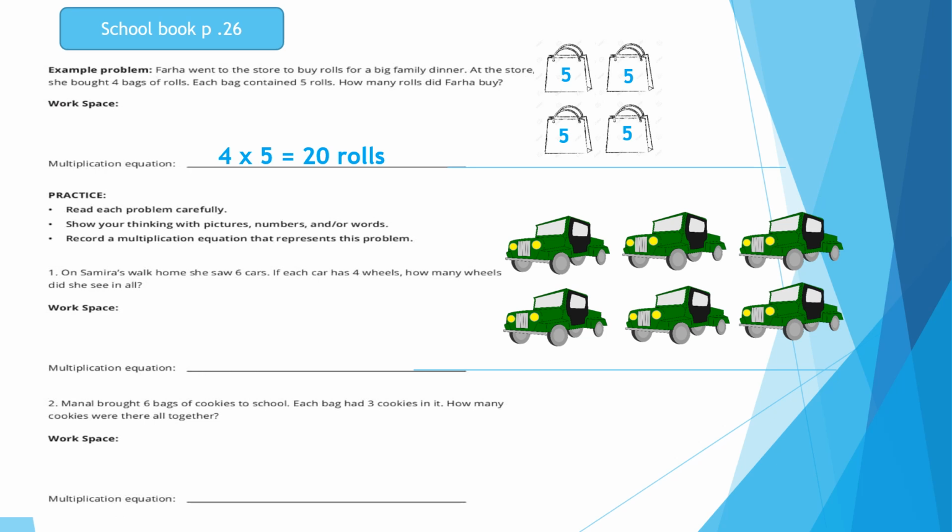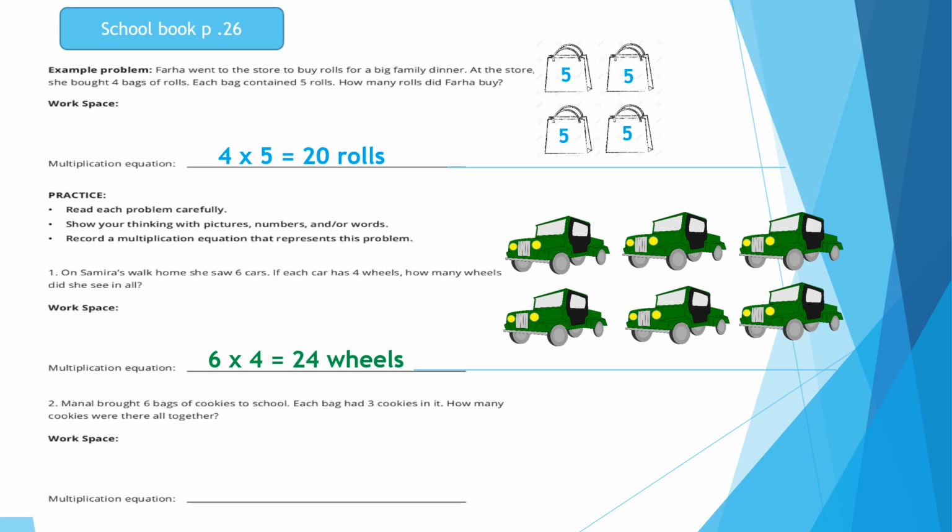Don't say that "in all" means addition. No, read carefully. We have 6 cars, and each one contains 4 wheels. So 4 is repeated 6 times. So 6 times 4 equals 24. 24 what? He is asking how many wheels. So it's 24 wheels.